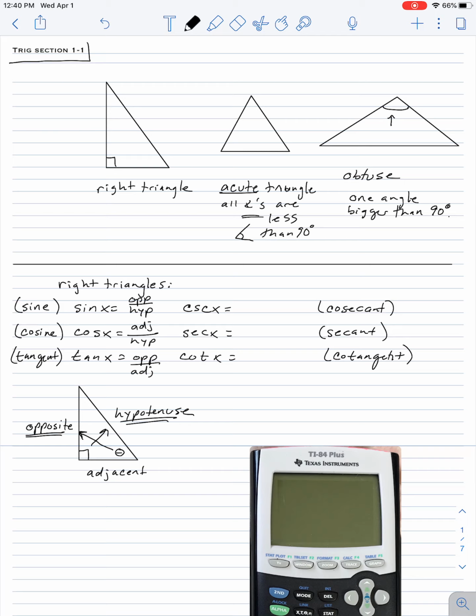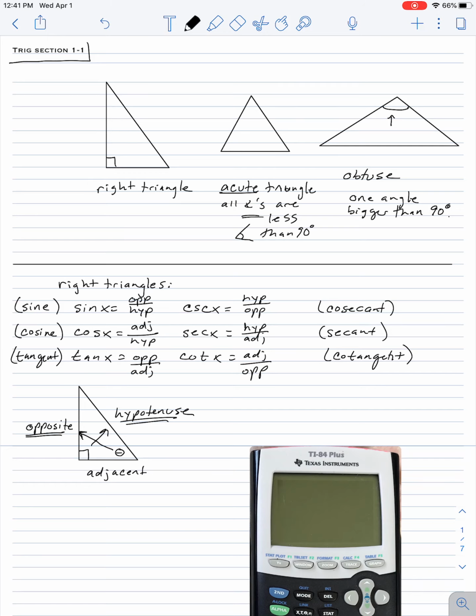Okay? The cosecant, secant, and cotangent I've laid out in this way because cosecant is related to sine. It's the reciprocal. So you just flip this over. It's the hypotenuse over the opposite. The secant is the reciprocal of the cosine, so it's going to be hypotenuse over adjacent. And the cotangent is the reciprocal of the tangent, which is the adjacent over the opposite.